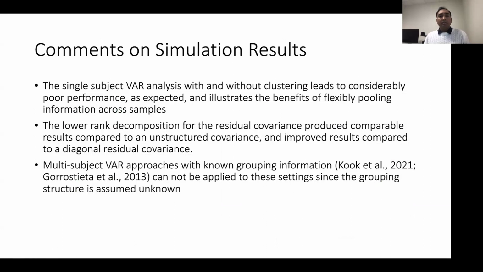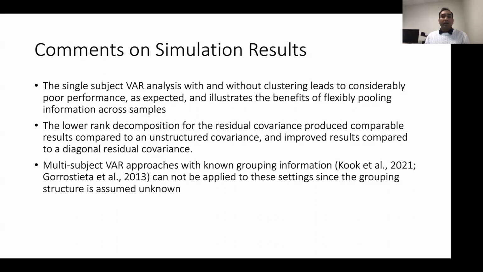So, some comments on the simulation results. The paper has much richer simulation settings, so feel free to take a look. The single subject VAR analysis, with and without the clustering, leads to considerably poor performance, as expected. What this tells us is that if you fail to pool information across subjects and fit the data separately for each subject, you don't get good results. And if you try to pool information across subjects in a non-systematic, ad hoc way, that can end up hurting you, because your incorrect clustering can propagate errors to other parts of your model. It can really mess up your estimation and inference as well.